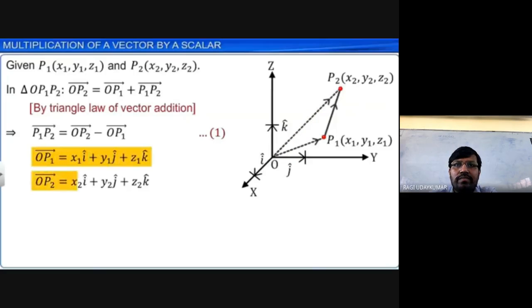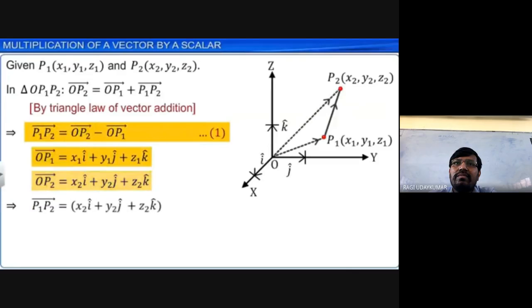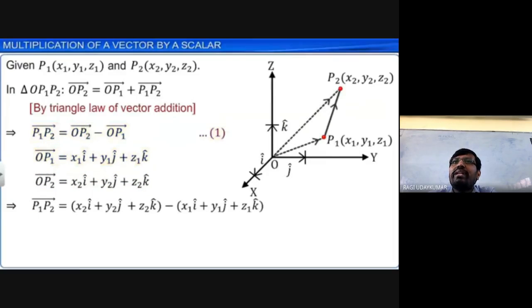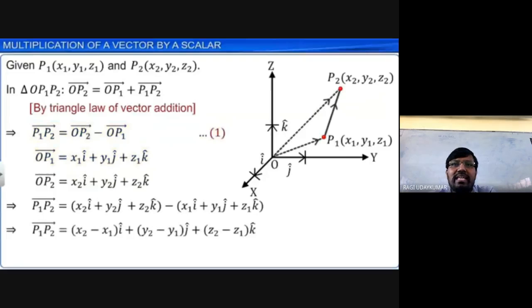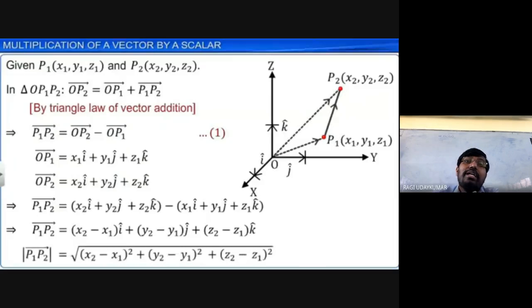Okay, that is P1P2 if you want to find it, and the magnitude of P1P2 is nothing but the square root of x square plus y square plus z square. So like that, it is the square root of (x2 minus x1) whole square plus (y2 minus y1) whole square plus (z2 minus z1) whole square. Okay, did you understand?